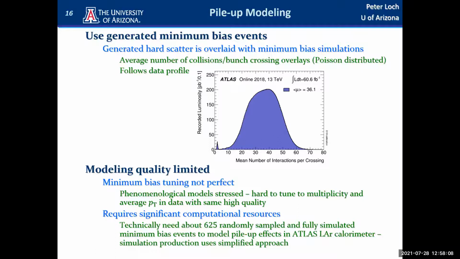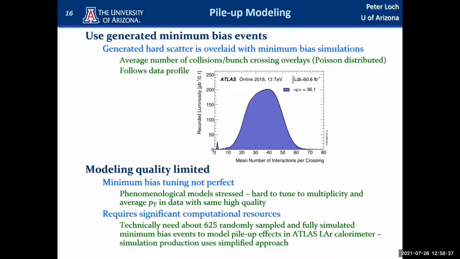These overlays are Poisson distributed, so it's not always the same number of minimum bias events overlaid. And the average number follows the profile that is given in this little plot for 2018 data. So we sample from this profile to match, and then smear the sampled number by Poisson to get the number of actual overlays.